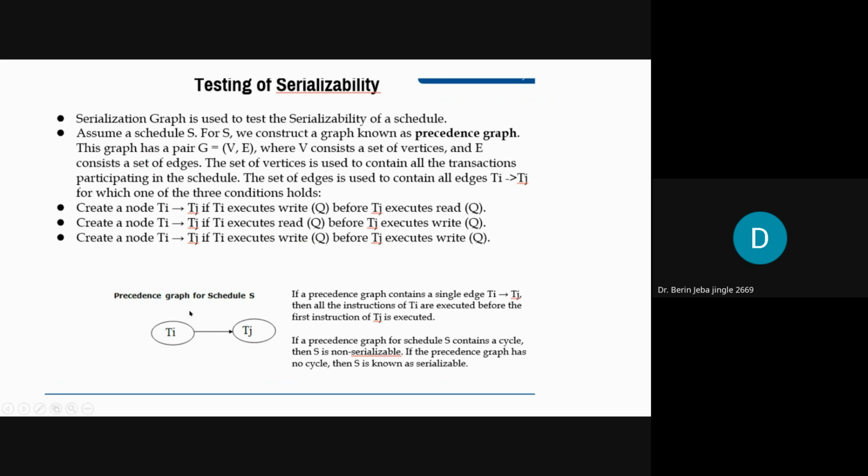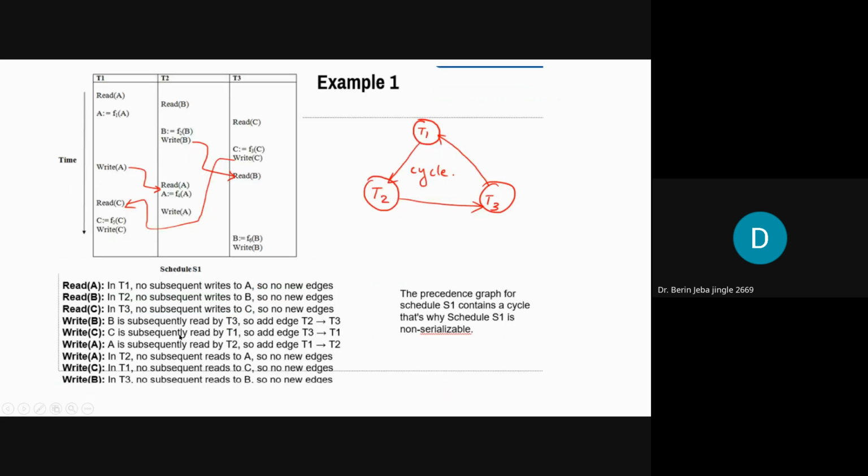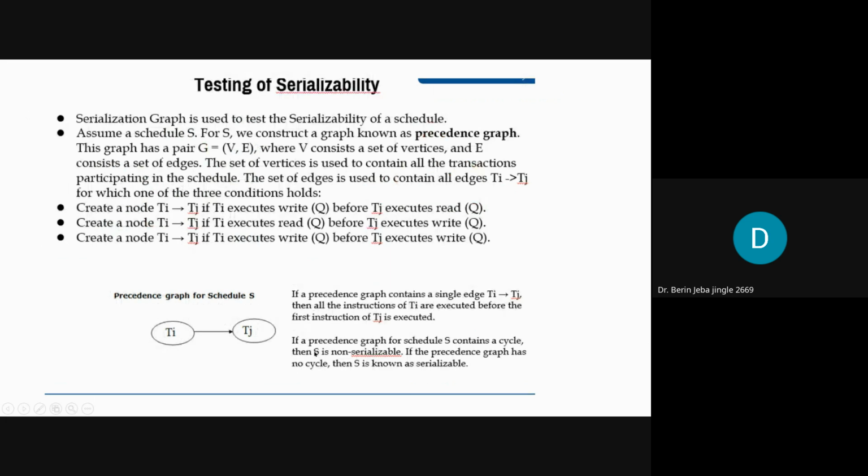This is the precedence graph of schedule S. If the precedence graph contains a single edge Ti to Tj, then all the instructions of Ti are executed before the first instruction of Tj is executed. So all the instructions of Ti must be executed first. If the precedence graph for schedule S contains a cycle, then S is non-serializable. If the precedence graph has no cycle, S is known as serializable. You have to note these things.